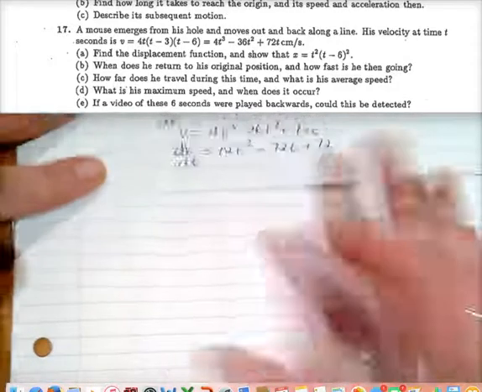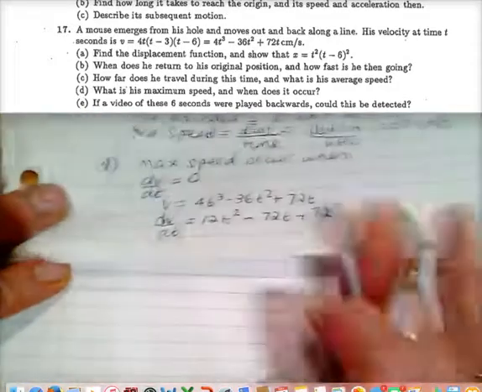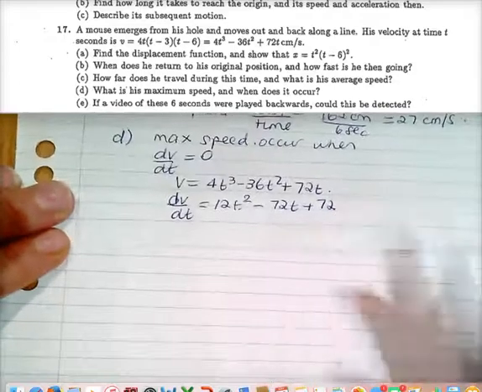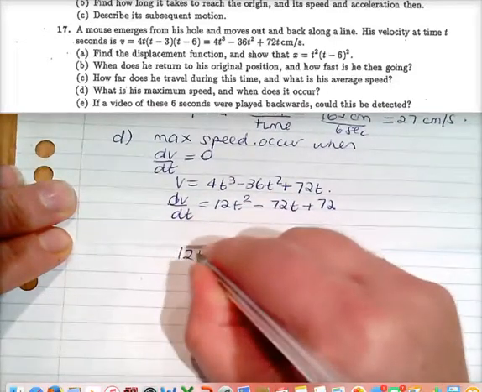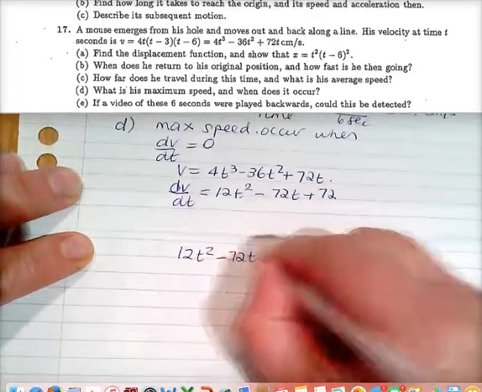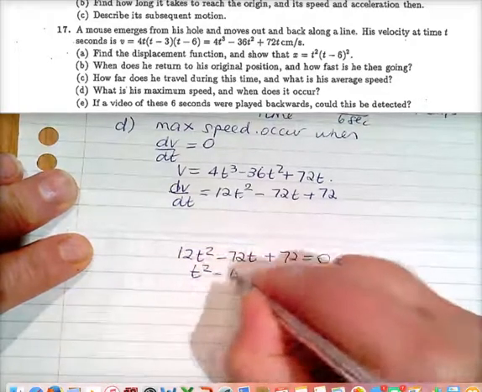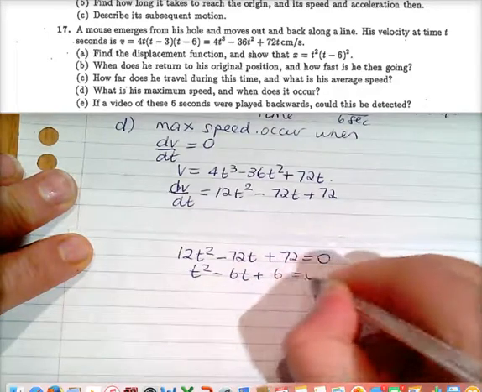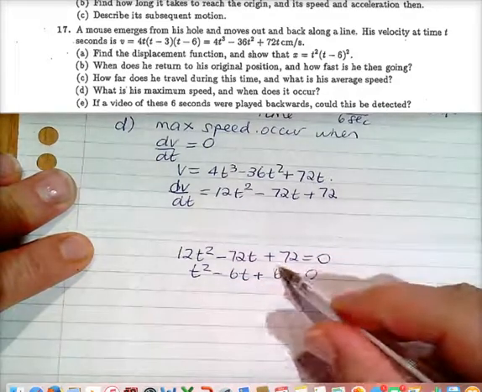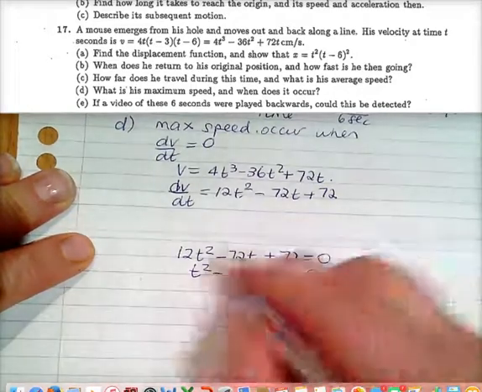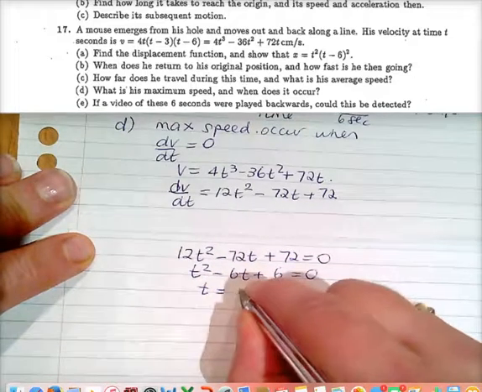And we've got 12t squared minus 72t plus 72 equals 0. Dividing through by 12, t squared minus 6t plus 6 is 0. Can't see factors of 6 that add up to negative 6, so it'll be quadratic formula.